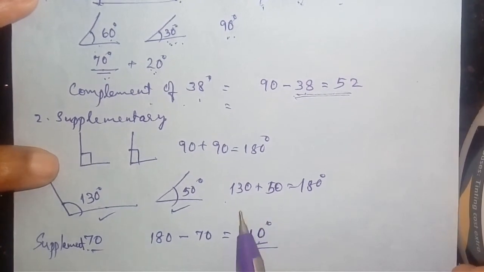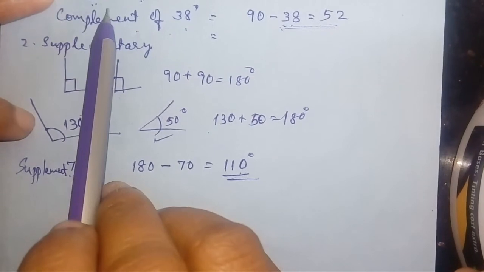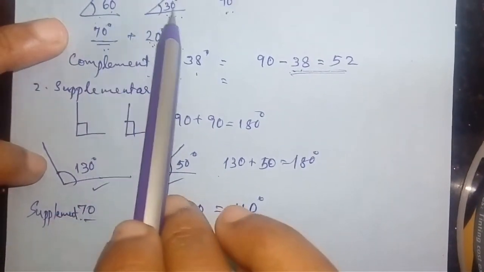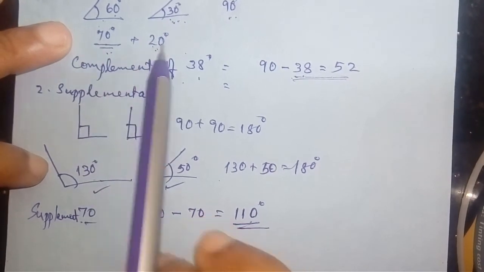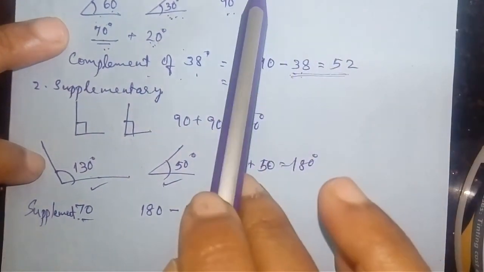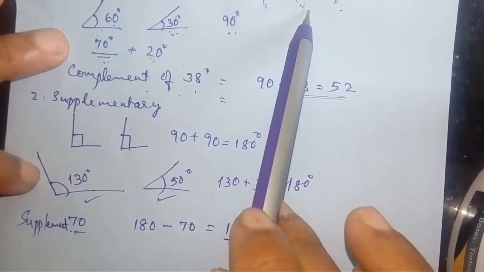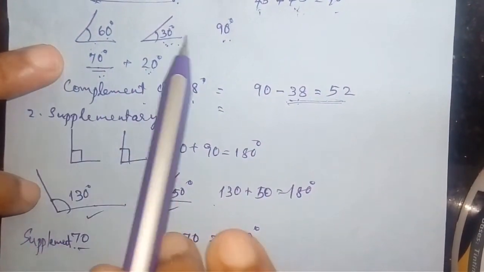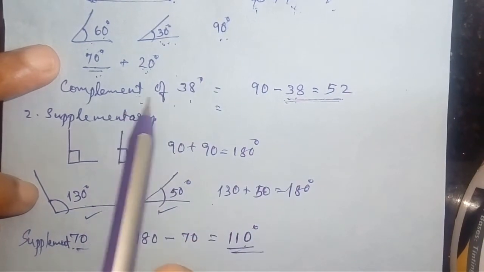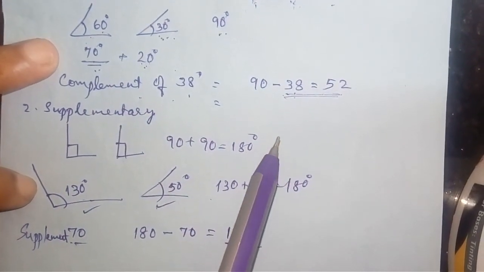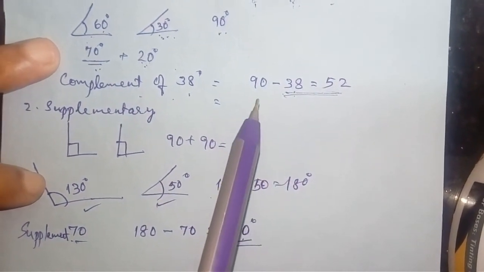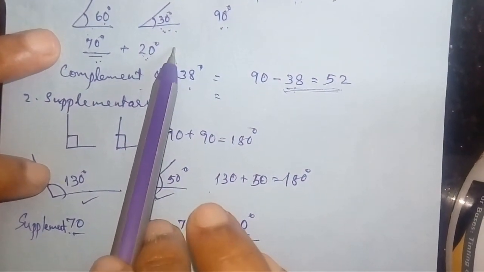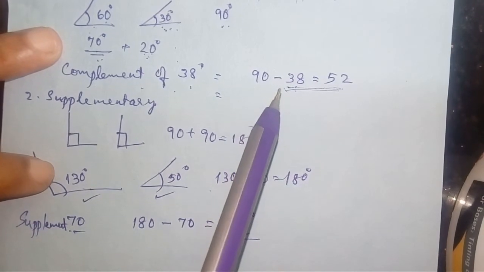Okay. In this we can see what is the speciality of the complementary angles. We can see the pairs 60-30, 70-20, 38-52, 45-45. Each of the angles is less than 90 degrees. So in the case of complementary angles, both will be less than 90 degrees. That means both will be acute angles.